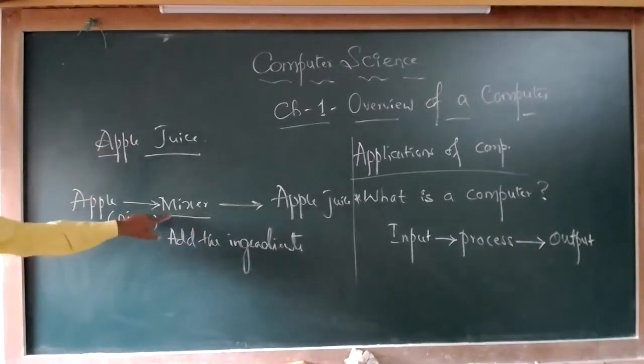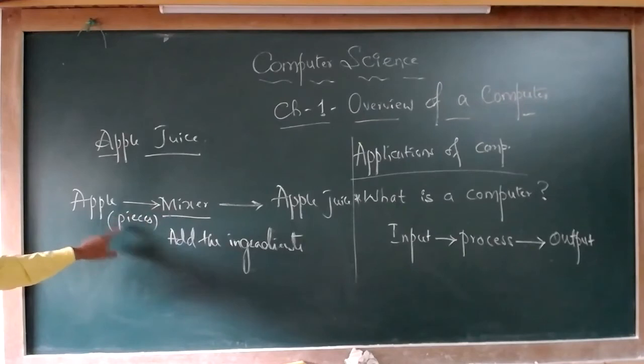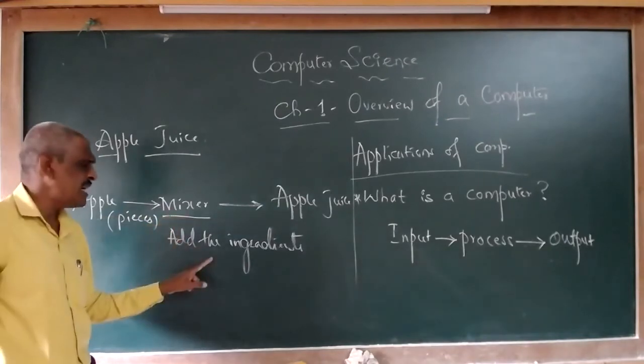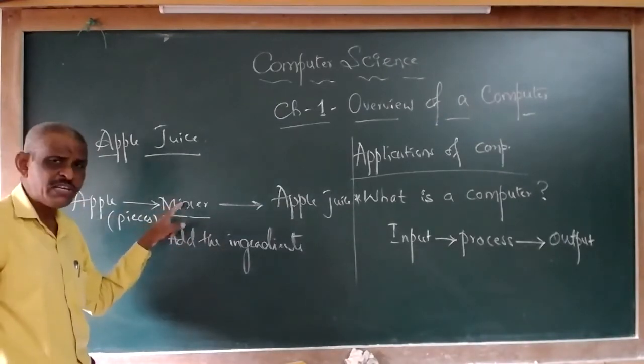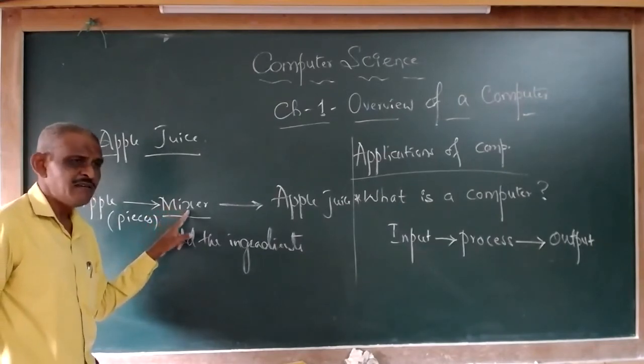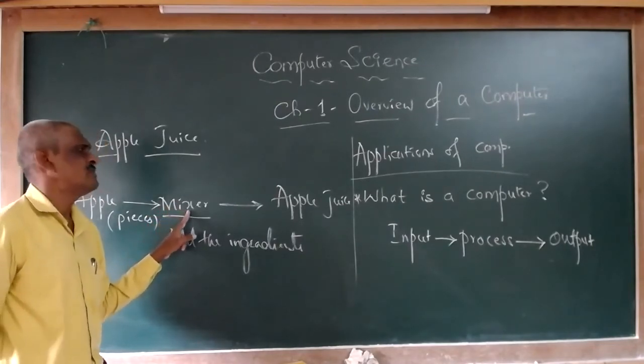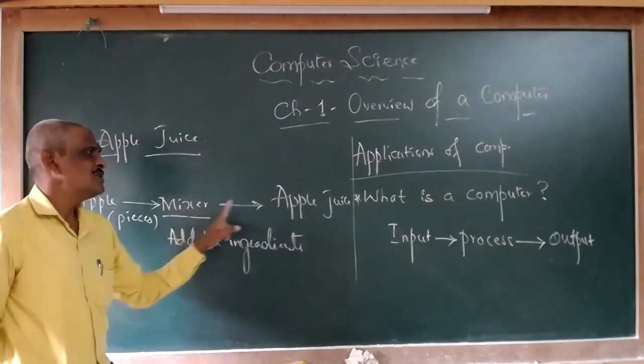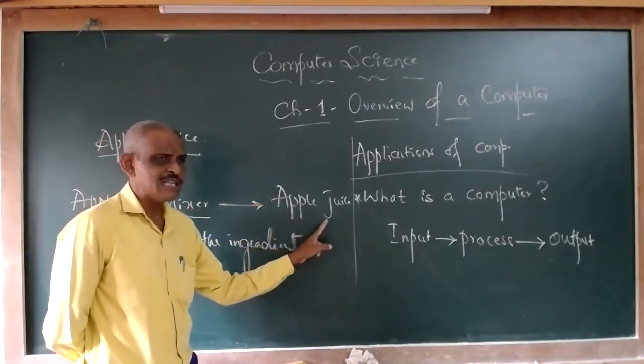Then what it does, it collects the pieces of the apples. Then, according to your taste, you have added the ingredients to it. Then, you have switched on the mixer. The mixer functions properly. Then, after some time, the required thing, that is apple juice, is ready.